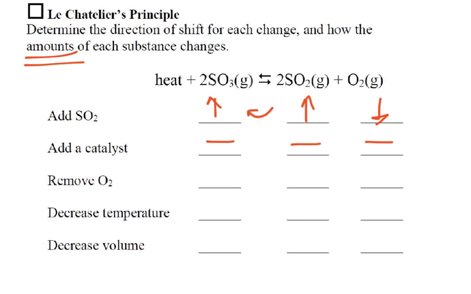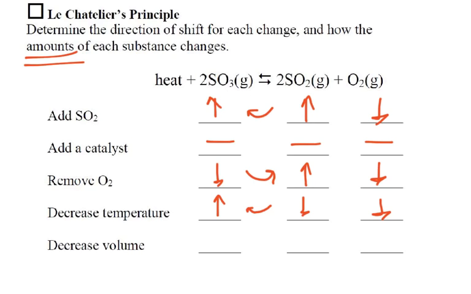If I remove O2, then there's not enough O2, so I'm going to shift back towards the O2 to make it up. So this is going to be up and this is going to be down, but whatever I remove goes down. I am going to make it, but it's not going to make back everything I used. Decrease the temperature, there's not enough heat. If there's not enough heat, I'm going to shift to the side that makes more heat, so this is going to go up and this is going to be down and this is going to be down.